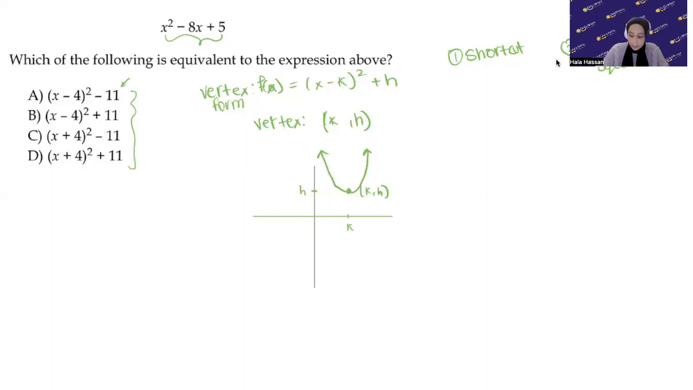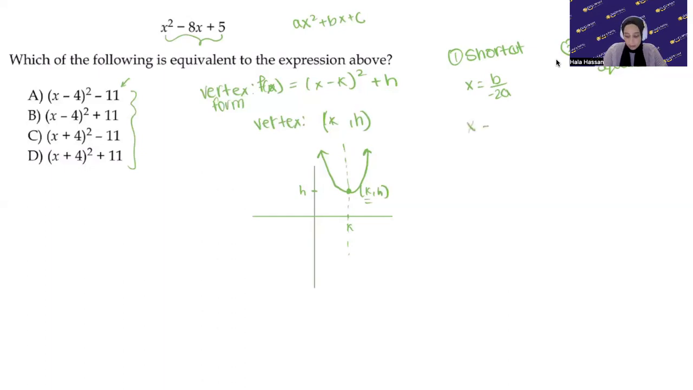So for the shortcut, I'm going to say that the axis of symmetry, or this line that goes through the middle, or basically the k value, happens at b over negative 2a, okay? So remember, our quadratics take the form of ax squared plus bx plus c. And that's the a and b that I'm referring to. So I'm going to find that k value using this.